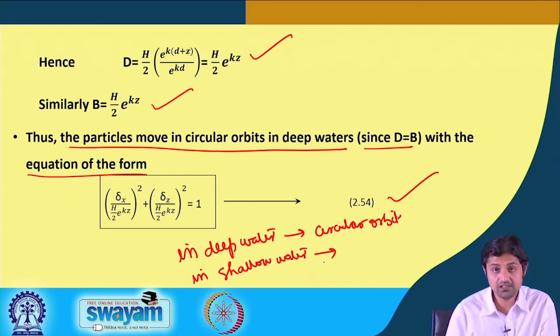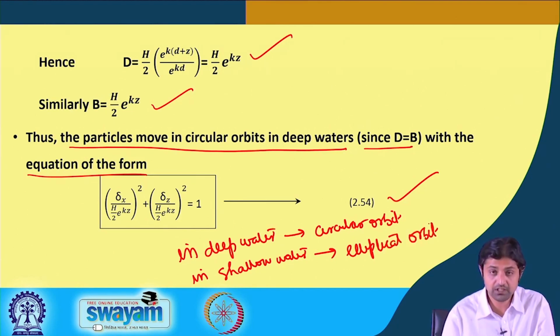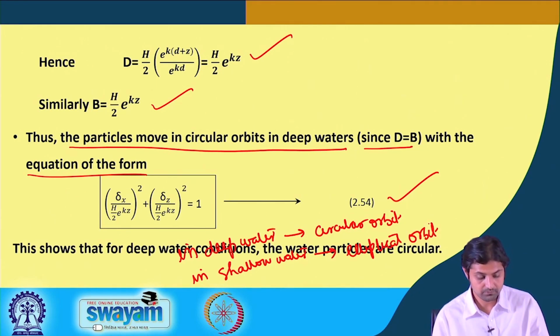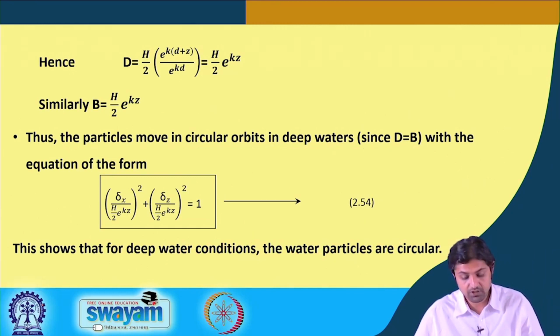See, these things are very important. These are the type of questions which you can expect. What type of orbit in deep water? Then you have to mark the correct one as a circular orbit, not an elliptical orbit. Okay. This shows that for deep water conditions, the water particle trajectories are circular.